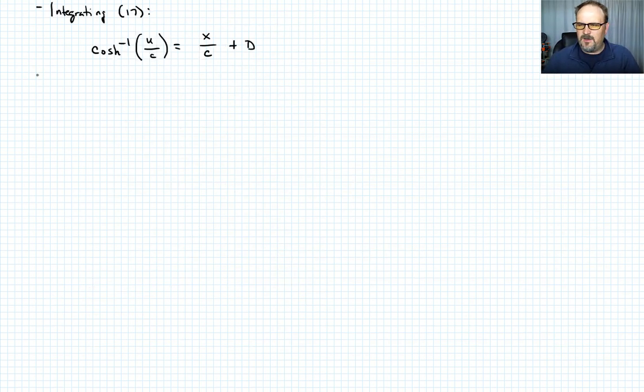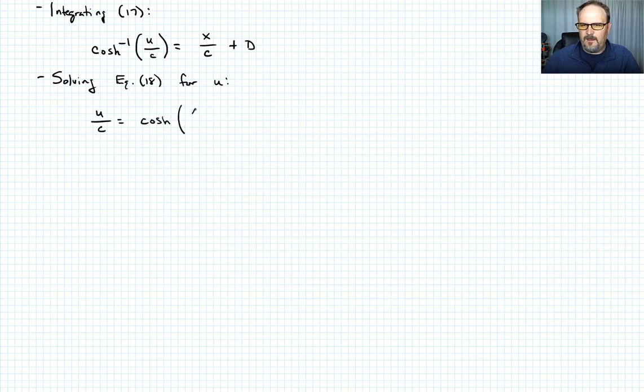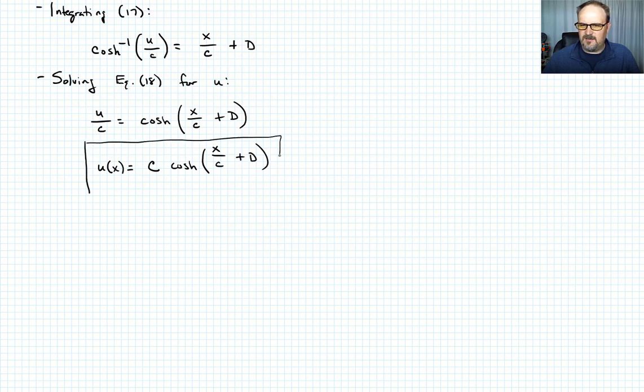So we're just about done. Let's solve equation 18 for u. Obviously we do that by taking the hyperbolic cosine. And so we end up with u over c is equal to cosh of (x over c plus d). And finally, multiplying by c, we have u of x is equal to c times hyperbolic cosine of (x over c plus d). Okay? There is your extremizing function. Might not have been what you expected. Let's call this equation 19.